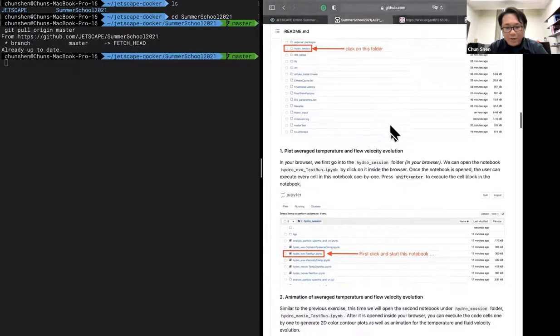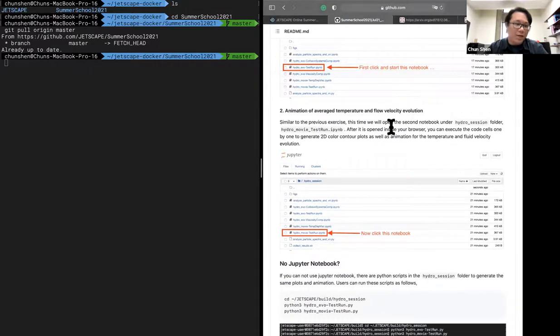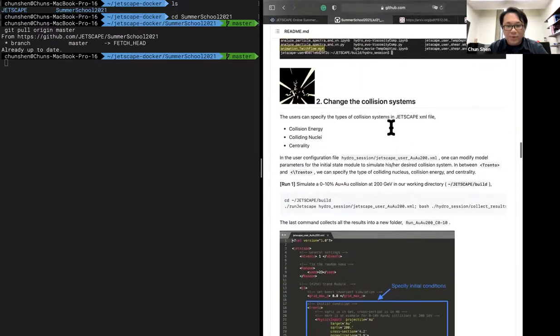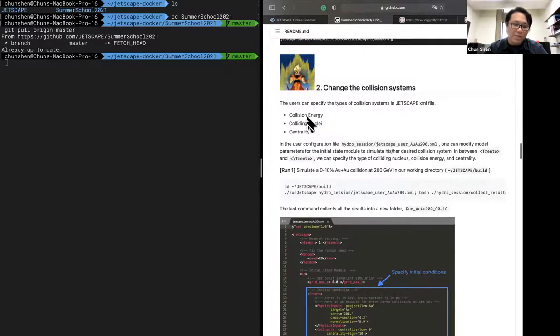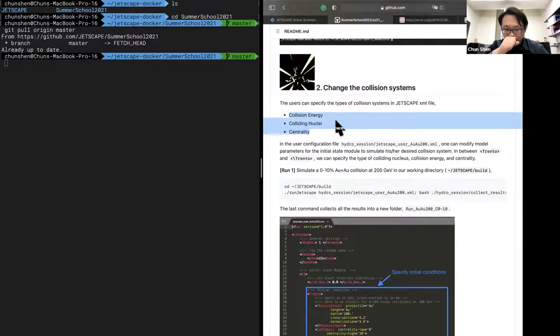Today, we will get into a little bit more detail about how to actually set up simulations tailored to your personal interest. For example, the first thing we'll do is try to understand how we can set up the collision energy, collision nuclei, and centrality in the initial state, so that you can actually know how to set up a simulation for the collision system that you are interested in. So today we'll do an exercise to first run a central collision, a 0 to 10% gold collision at 200 GeV.